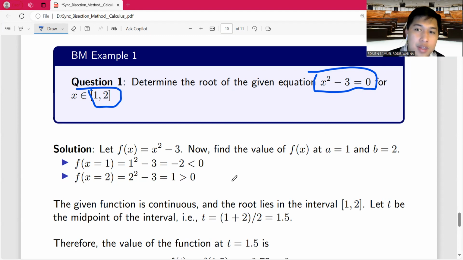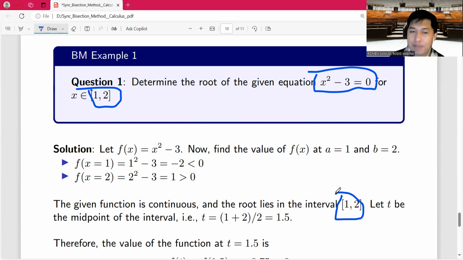So first, we need to have an assumption check. We know that x squared minus 3 is equal to 0. This is continuous because it has a derivative. Its derivative is 2x, right? So it has a derivative, so we can use the bisection method. And the given function is continuous, and the root lies in the initial interval 1 and 2.